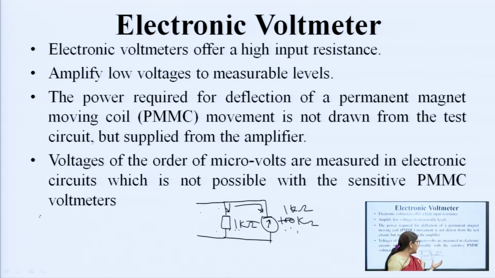The third thing is that in the PMMC instrument used for electrical measurement, the instrument movement, the deflection, also draws power from the same voltage that we want to measure. But in this electronic meter, we supply a different power supply to the circuit, so the power is not drawn from the measured source. Third, we can measure a very small value of voltage by using this meter because we can amplify that signal.